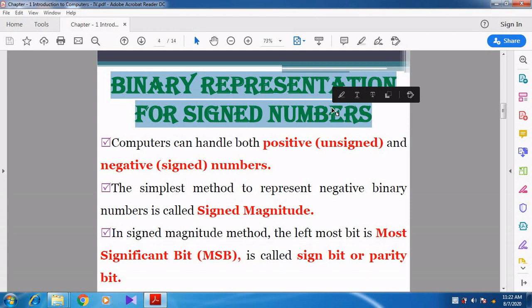You might say, "Sir, how can I know, sir? I didn't study." So that is what we are going to study here: binary representation for signed numbers. It may be a positive sign or it may be a negative sign.